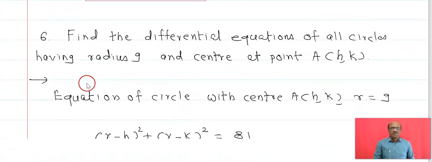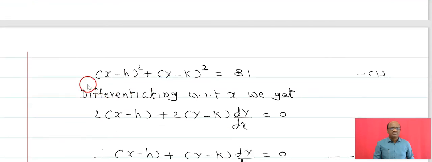Now the problem number 6. Find the differential equation of all circles having the radius 9 and the center at (h, k). Now we know the center of this circle is (h, k), and the radius is 9. By using the center-radius form, you will have the equation of the circle: (x minus h) whole square plus (y minus k) whole square that's equals to 81.